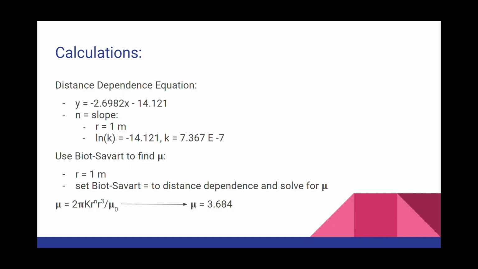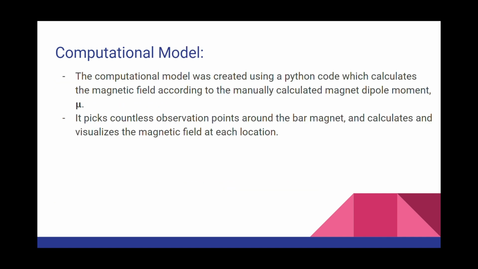Calculations. In order to find mu, we need to first apply the distance dependence equation by looking at the linearization of our data to find n, which is just the slope of our linearized model, and then applying this into the equation when r equals 1 meter gets us that k equals 7.367 times 10 to the negative 7. Then, using Biot-Savart to find mu, you can find that mu equals 3.684 amperes meters squared.